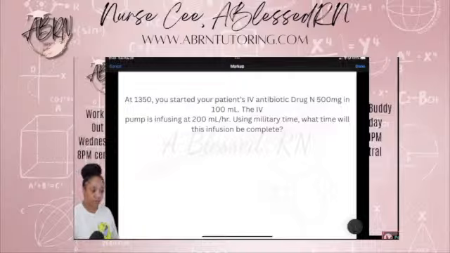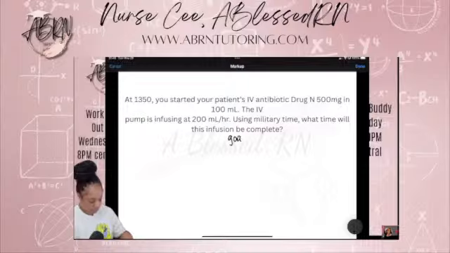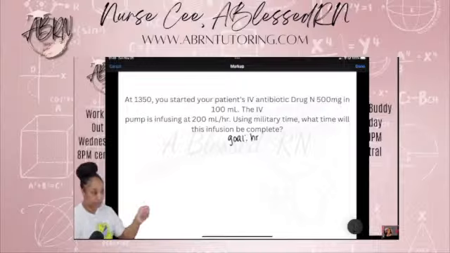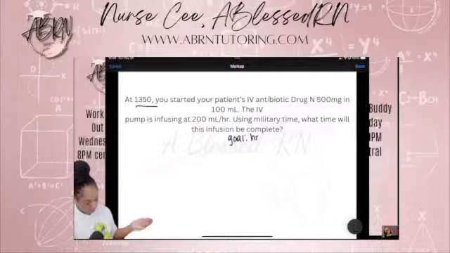Okay, so what is our goal? Our goal is to find time. So that is going to be represented in hours, because when you do this for hours, your whole number is going to be the hour part, and then the numbers behind the decimal will be your minutes. So we're going to be looking for how many hours it will take. If we're starting at 1500, we have 100 mLs, and it is going at 200 mLs an hour.